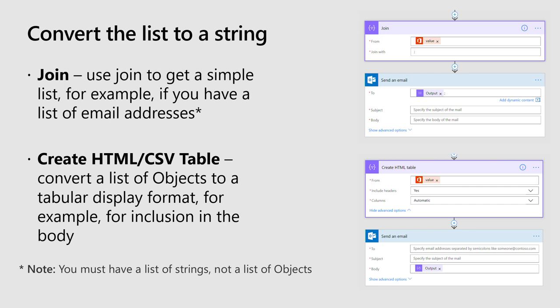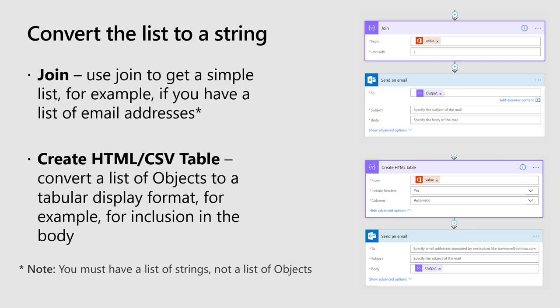Something to keep in mind with the join action is you have to have a list of strings, not a list of objects. If you have a list of objects and you want a particular property from those objects to be put into a string, you'll need to use another action called select that I'll talk about in a minute.